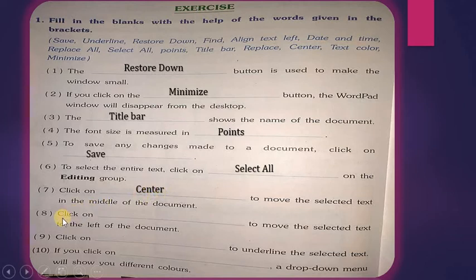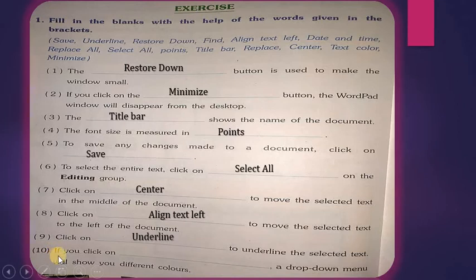Now see number 8. Click on dash to move the selected text to the left of the document. Now it's about the left side. So the answer is align text left. Now see number 9. Click on dash to underline the selected text. We call it underline, so the answer is underline.